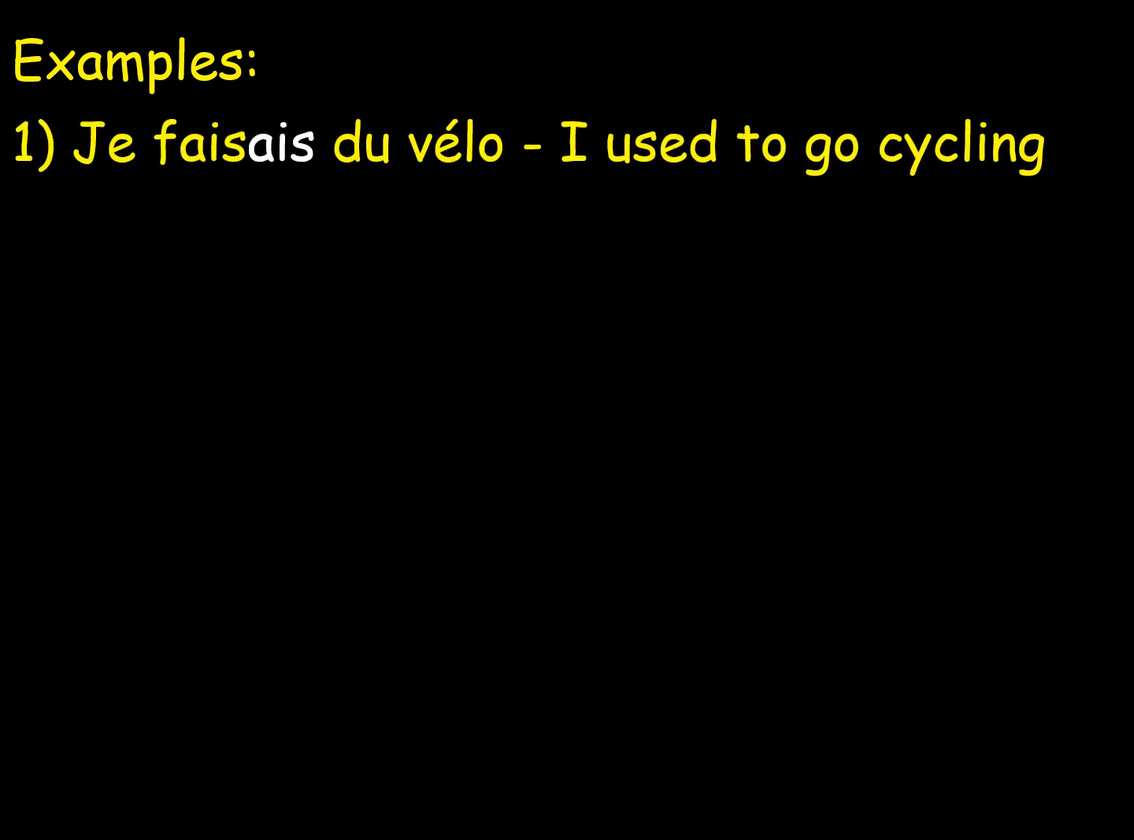So, je faisais du vélo. I used to go cycling. So here's an example of if you took the RE off the end of faire, it wouldn't work. So what we have to do is we have to find how to say we do in the present tense, which would be faisons, ONS, and we take off the ONS and we put on AIS. Je faisais.